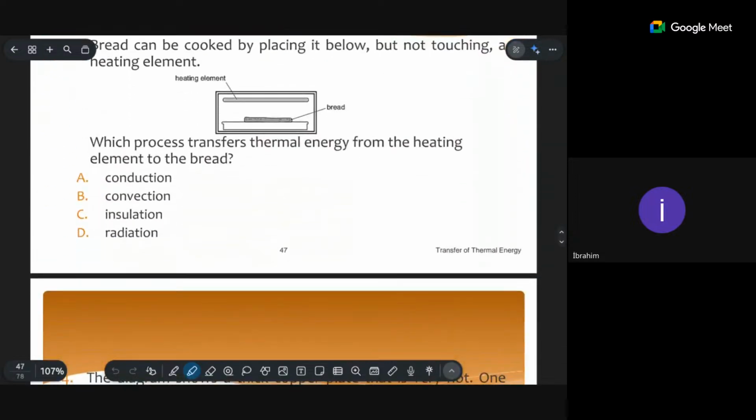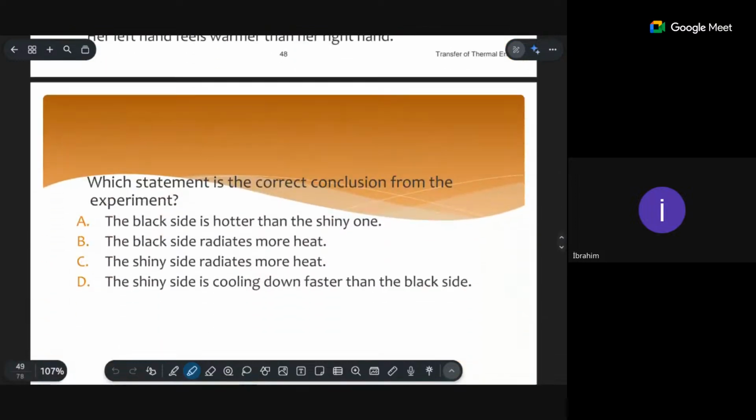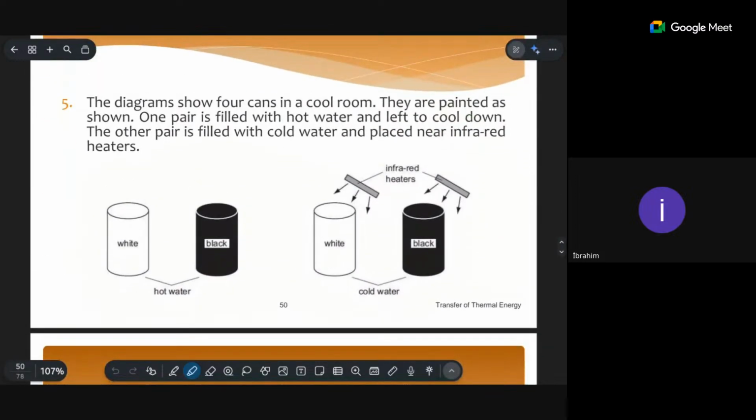And here is a question: bread can be cooked by placing it below, but not touching, the heating element. The heating element is above and the bread is placed below. Now, the question is how the energy reaches the bread from the element. That is only radiation. Okay. So you have to keep all these points in your mind.